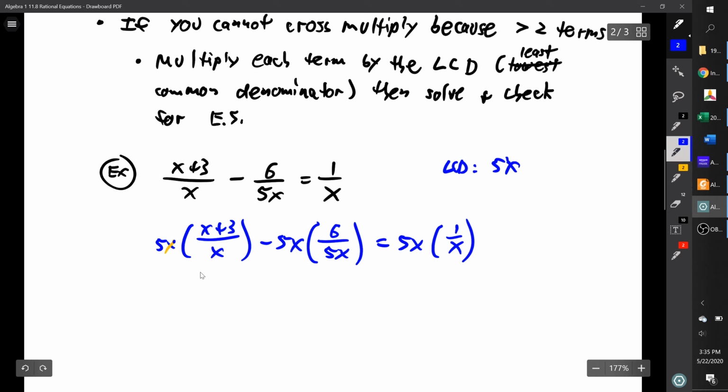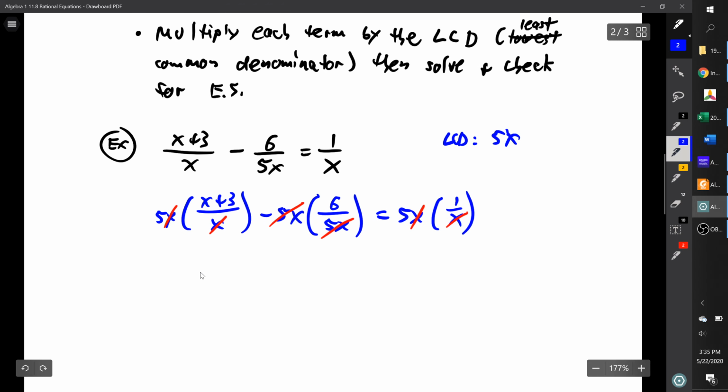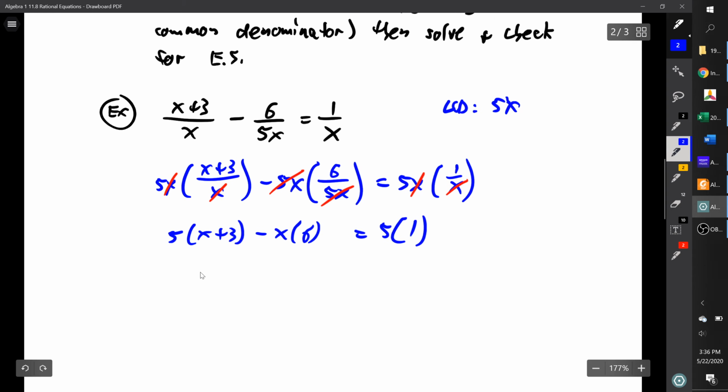Wrong color, sorry. Struggle is real this class. So that x cancels with that x. This 5x cancels with that 5x. And this x cancels with that x. So what do we get? We get 5 times x plus 3 minus x times 6 equals 5 times 1. Yay, all of our denominators are gone. So let's see what we have. This becomes 5x plus 15 minus 6x equals 5.